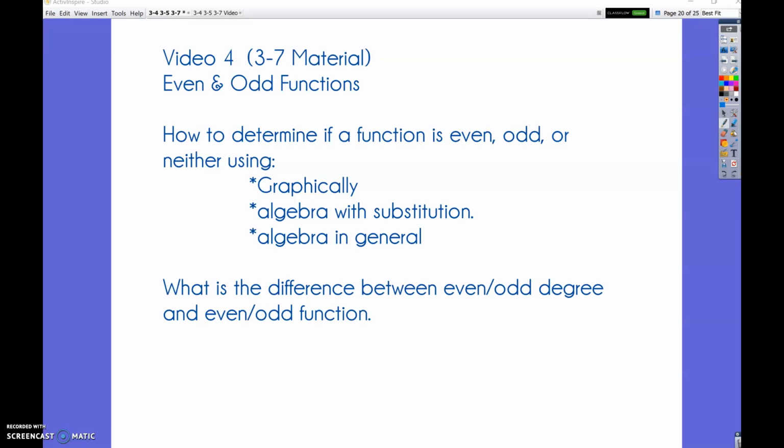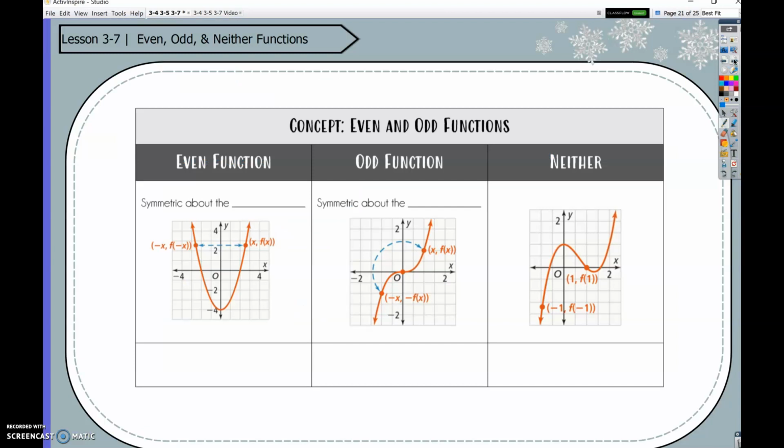In this video, we're going to learn about the content in Lesson 3.7, which is on even and odd functions. We'll be able to tell graphically if a function's even, odd, or neither of them. We'll be able to tell algebraically if we plug in a number, and in algebra in general. We'll also note the difference between being even or odd degree versus being an even or odd function.